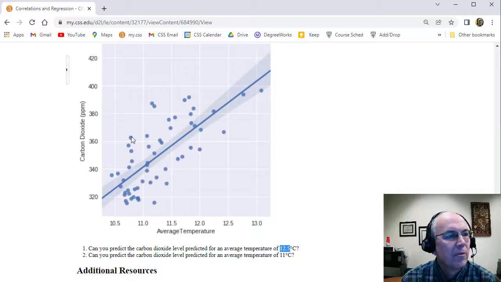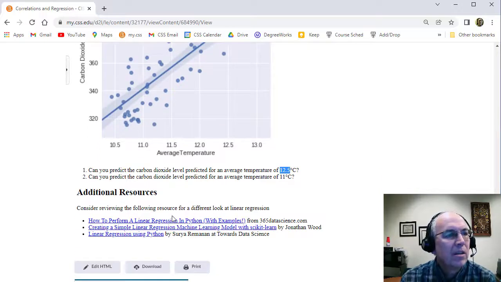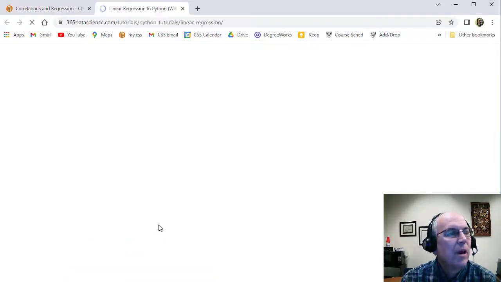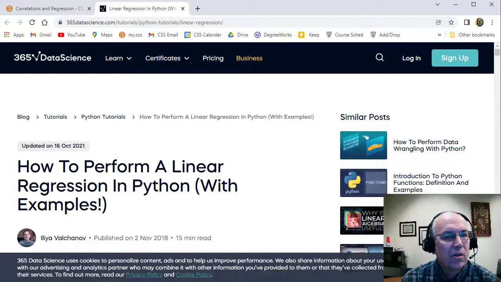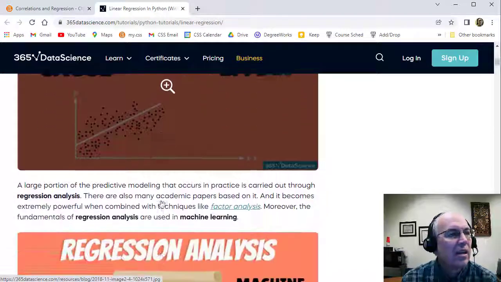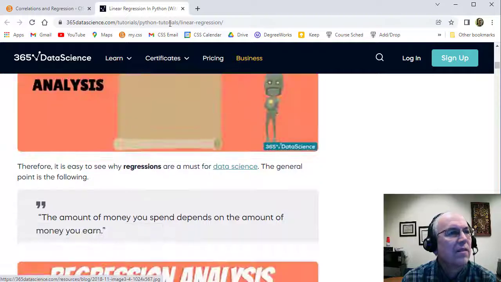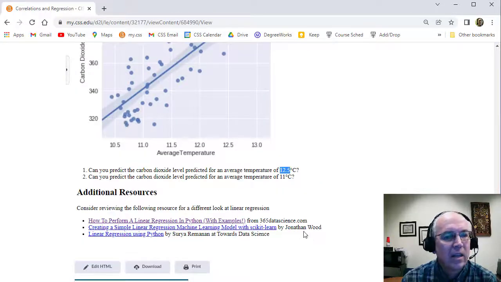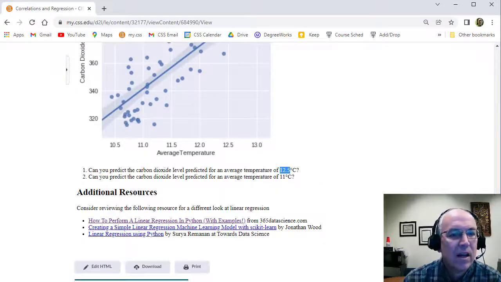There are some additional resources if you want to learn more about this stuff. These are a couple of additional resources you might want to look at that will give you more information about regression and cause and effect and that sort of thing. So, okay, that's a quick summary of this week's topic.